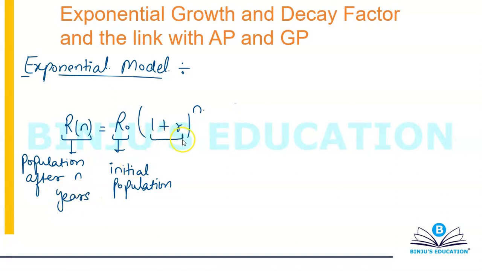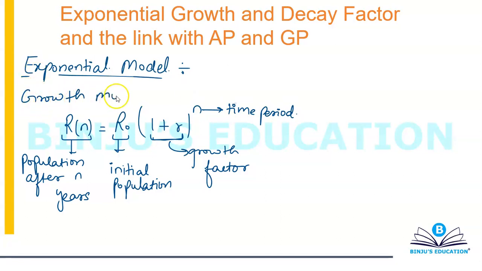This 1 plus R is basically known as your growth factor. N there represents the time period. This is exactly like compound interest. But sometimes students are comfortable once I explain the exponential model, and they are a bit more convenient with this. So Rn is equal to R naught (1 plus R) to the power n. This is known as your growth model.